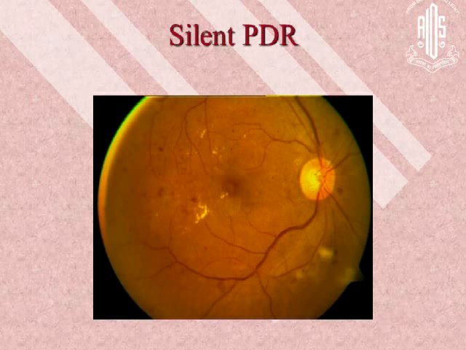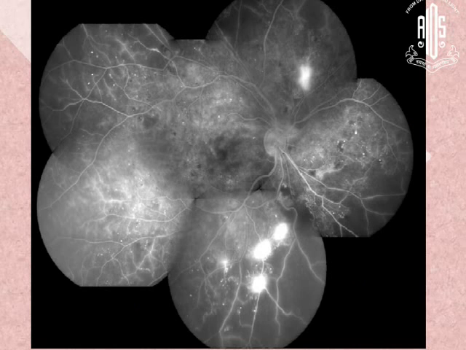So coming to a featureless retina or a silent PDR, you might see this picture being a relatively innocuous fundus photograph. But when you do an angiogram, this is a montage view of the same patient, where you see multiple neovascularization elsewhere, and also capillary dropouts in the periphery.